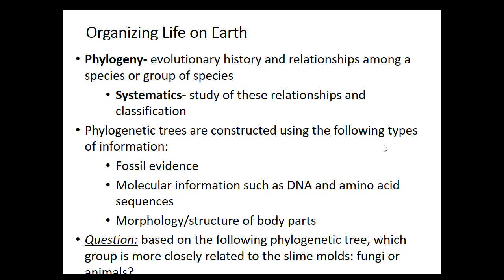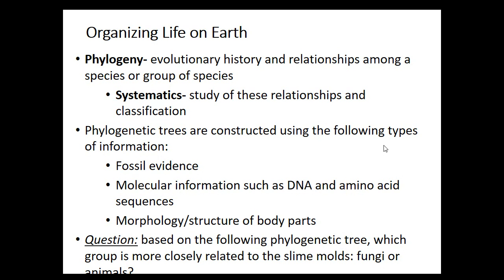So systematics uses fossil evidence, molecular information like comparing DNA and protein molecules, like we talked about previously, and morphology, which just means the form of an organism. Comparing the physical forms of organisms, that kind of information is what's used for trying to make these phylogenetic trees.